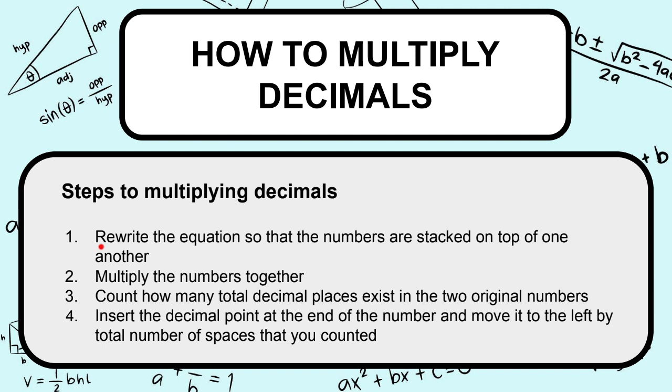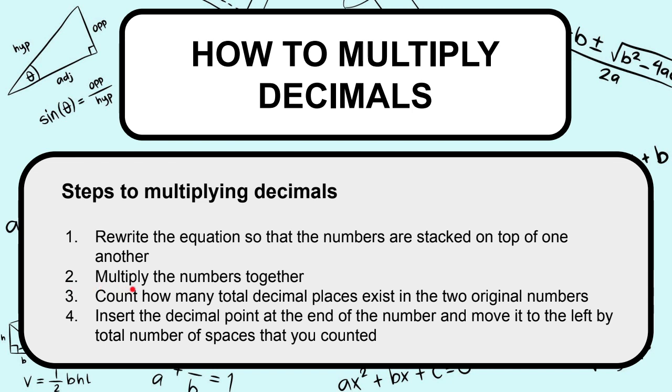Step 1 is that you are going to rewrite the equation so that the numbers are stacked on top of one another. This will come in handy if it's a word problem or something like that where it's not written all nice and neat for you. You're going to want to rewrite the problem first. And hey, if it is already given to you all nicely written, you could just skip that step.